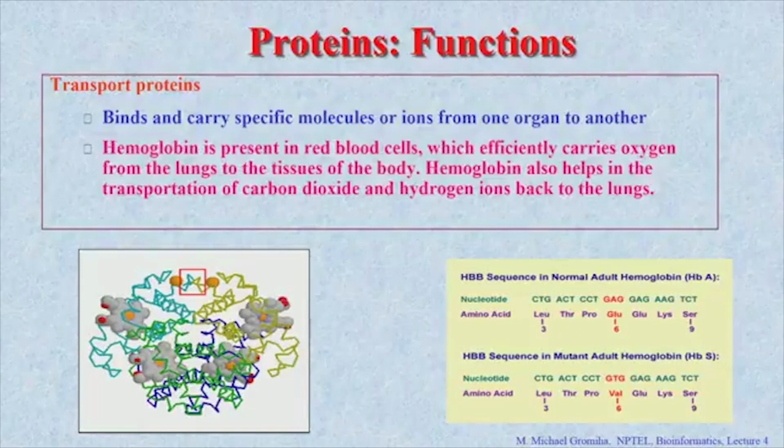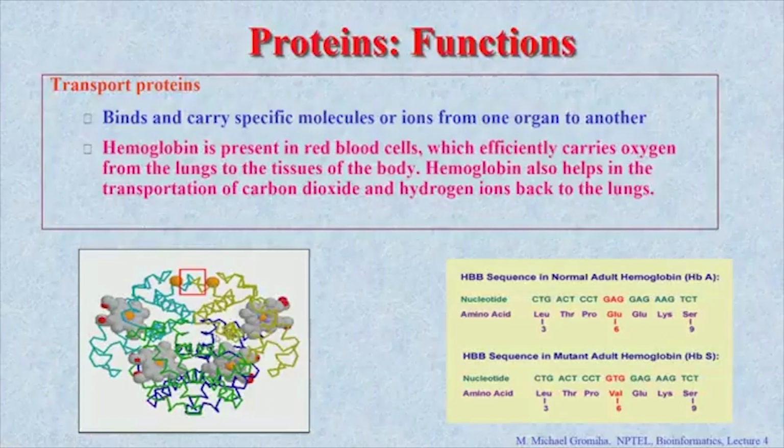Hemoglobin, right? Here hemoglobin is present in red blood cells, which efficiently carries oxygen from the lungs to the tissues of the body, right. Then hemoglobin also helps in the transportation of carbon dioxide and hydrogen ions back to the lungs. So this is the protein, right.